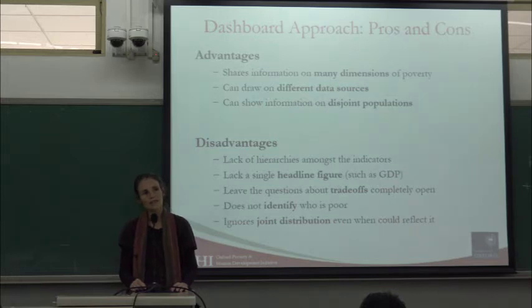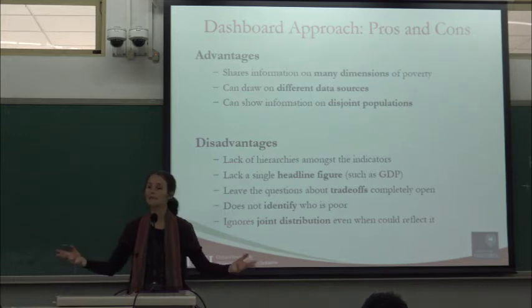So one is that there's a lack of hierarchy among the indicators. You might have 6, you might, as in the case of the Sustainable Development Goals, have 231 indicators. Which of them is most important? Are they all equal in importance? What is a policymaker to do? The relative weights of indicators in a dashboard are completely missing. There's no priorities.